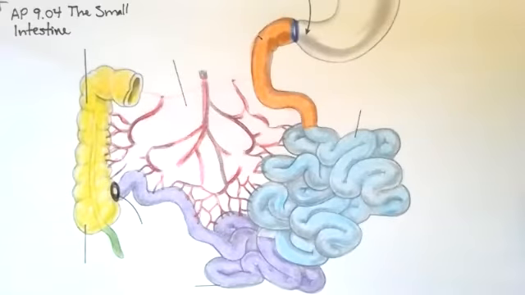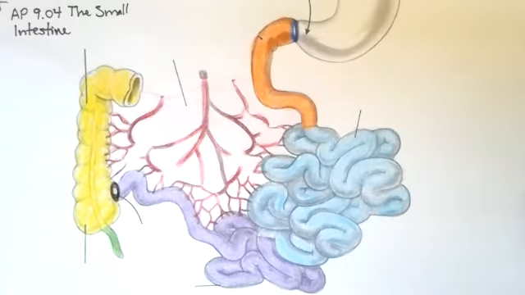This is Anatomy Physiology lesson 9.04 on the small intestine. So if you want to color code, go ahead and pause the video and do that now. All right, hopefully you have everything colored according to the way you wanted it. Let's go over labels first, and then we'll talk about what these things are.